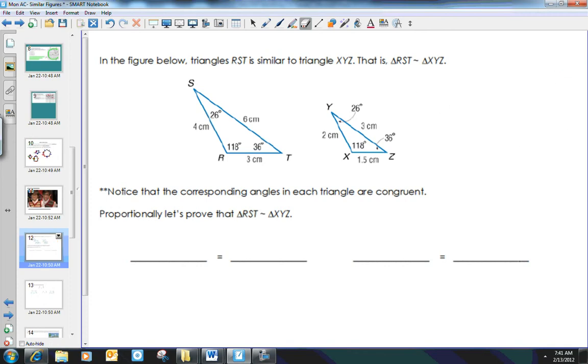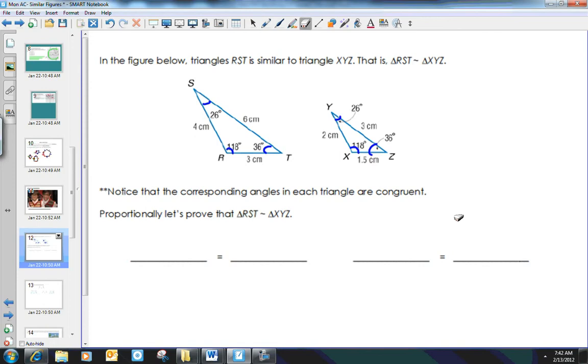Find out if it's proportional. Well, what we're going to do is we're going to look at our corresponding sides and our corresponding angles. First of all, you can see that the corresponding angles, this one is angle S and this one is angle Y, they are both 26 degrees, so they're the same. So that's one clue on whether our figure is similar or not. Do the angles match? So now this one's 118 and that one's 118. That's similar. And then the 36 and the 36. So we know that our corresponding angles match up exactly. So that's one way to tell that this is a similar figure.